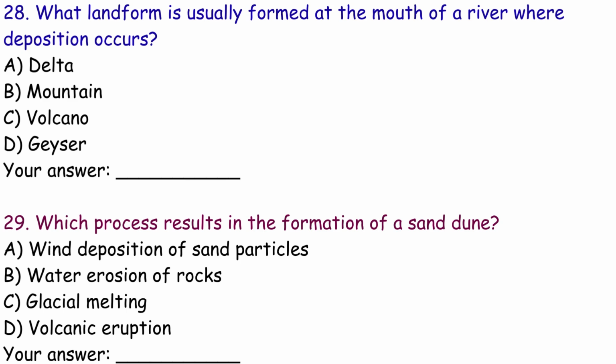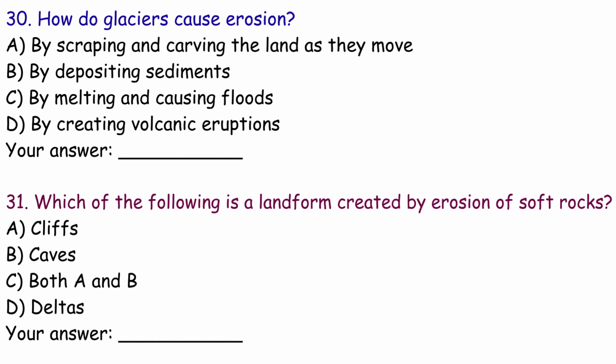29. Which process results in the formation of a sand dune? A. Wind deposition of sand particles. B. Water erosion of rocks. C. Glacial melting. D. Volcanic eruption. Your answer.